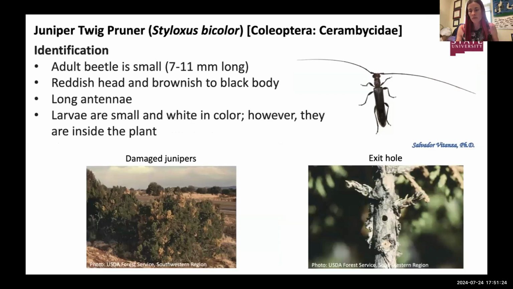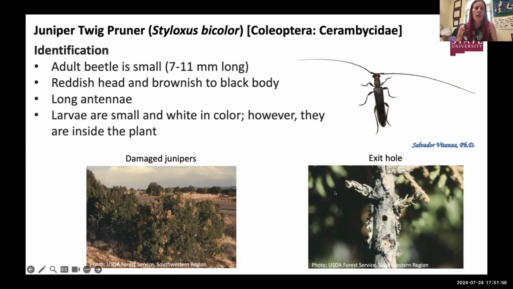But anyway. Juniper twig pruner, I had some of these sent in last year. They are these beetles with these long antennae. The adults are pretty small. They have a reddish head and a brownish black body. You can kind of see it here in this picture, but basically they have a kind of mahogany looking head, and the rest of their body, like their thorax and their abdomen, are brownish, blackish in color. And they have these very distinctive long antennae.